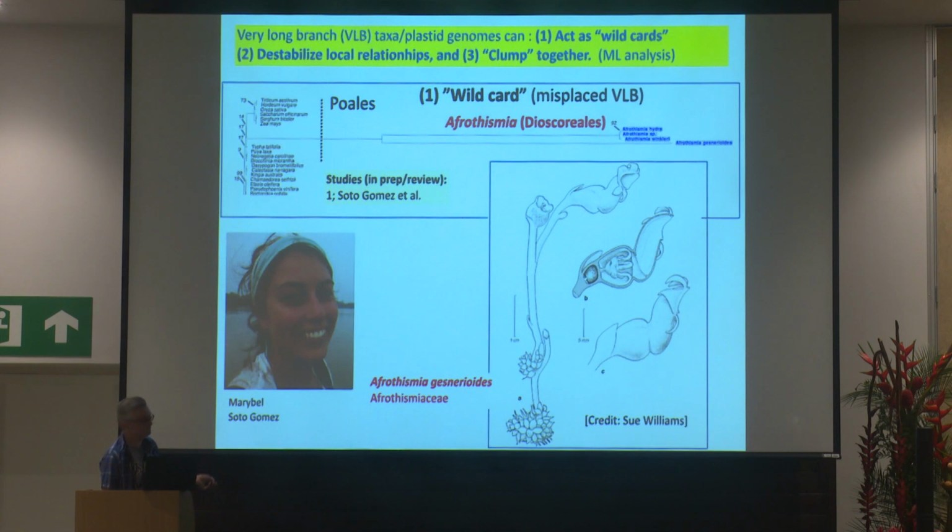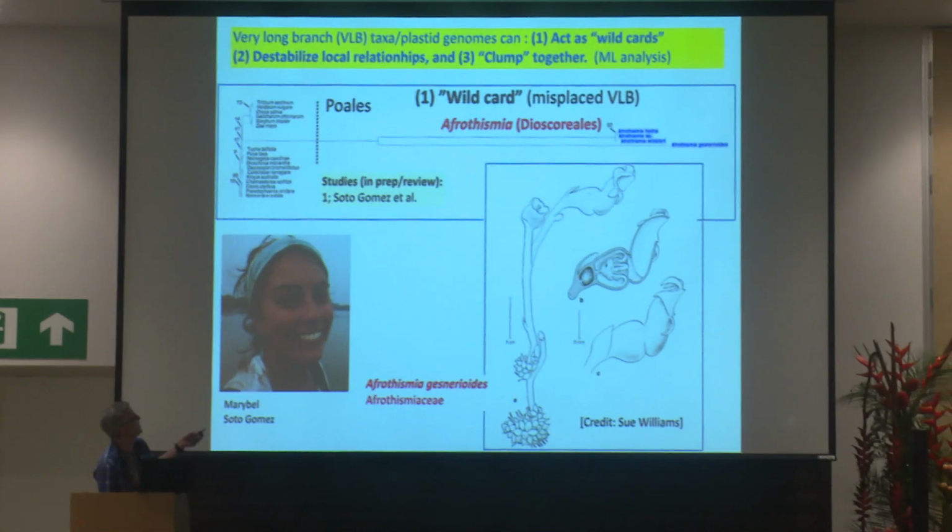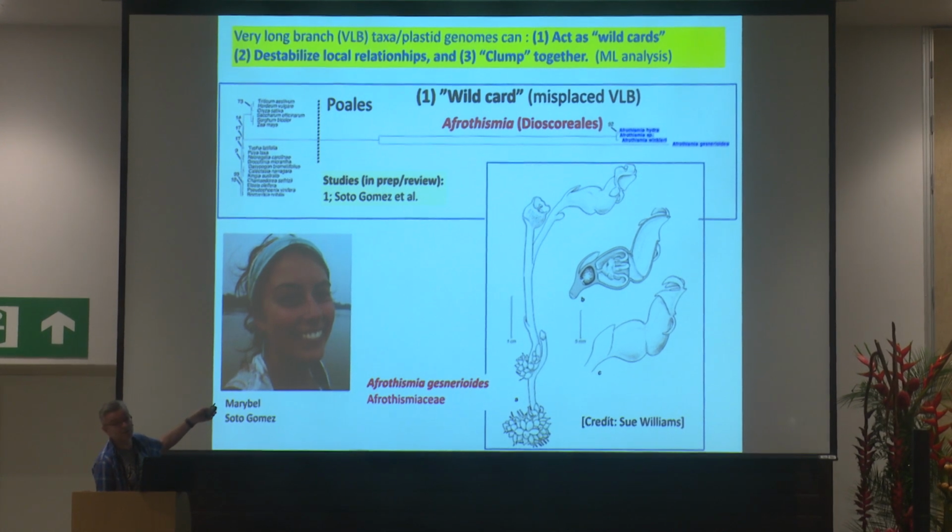So why is it a problem? Marybel Soto Gomez in my lab did her PhD on this partly. She did a lot of different analyses, and this is a diagram that shows what happens with Afrothismiaceae when you include it in an analysis. You breathe on it, and it goes to a different place. It's really unstable in where it places. And this placement is absolutely ridiculous. It's placed within the Poales order, right? That's just ridiculous. It's not a Poales, obviously, but it's playing a role as a wild card.